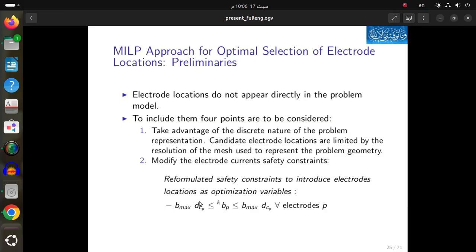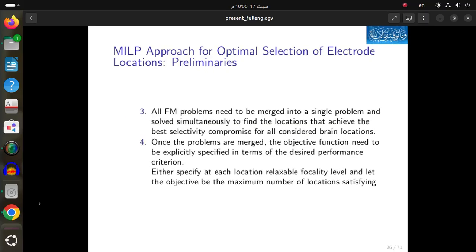Next, since we want to maximize the focality of a setup, we have to solve all the focality maximization problems. There is a focality maximization problem corresponding to each location, to be able to excite this location in particular, selectively. So we have a set of focality maximization problems equal to the number of locations. We need to merge them into one problem so that we find the electrode locations that achieve the best compromise, so that each of these locations can be selectively excited. So we need to merge the problems into one.